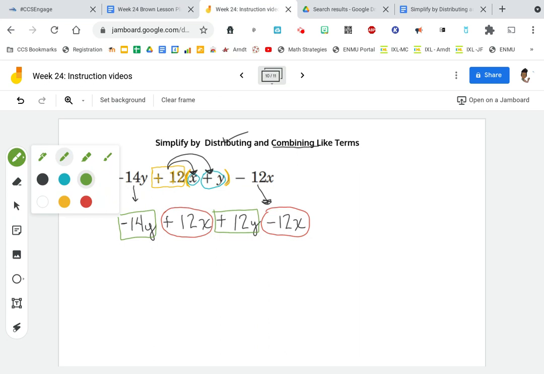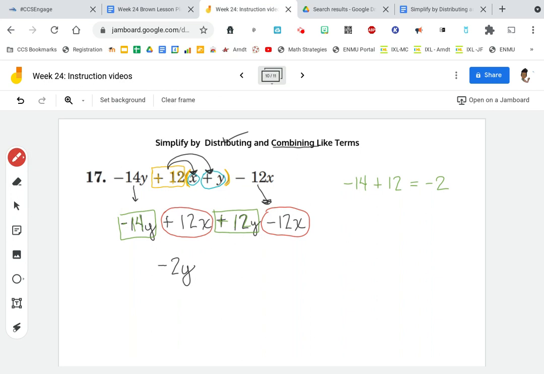So notice right here, I have a negative 14, and I'm combining it with, which means I'm adding it to, a positive 12. So negative 14 plus 12 is negative 2. Therefore, negative 14y plus a positive 12y is a negative 2y.